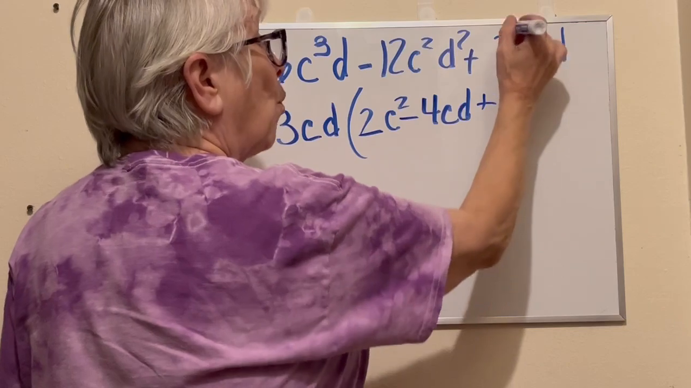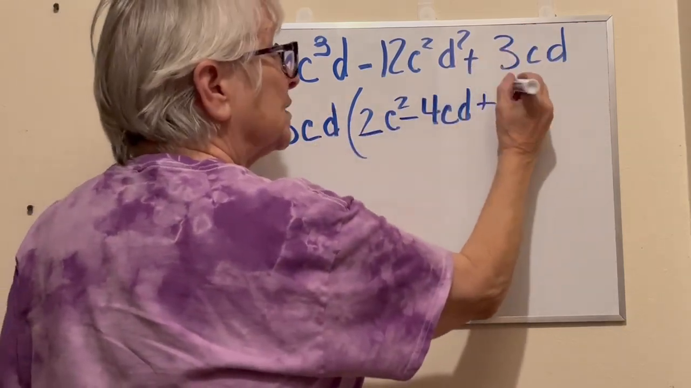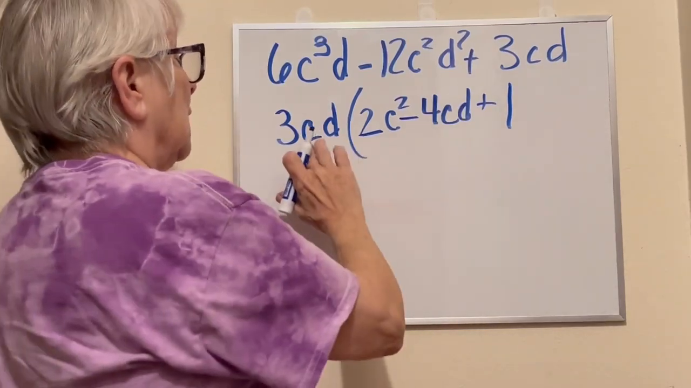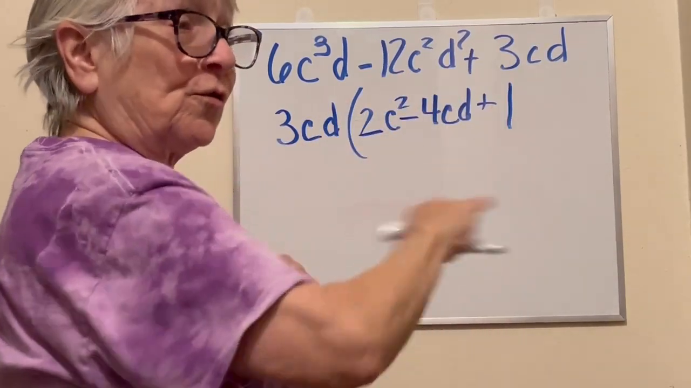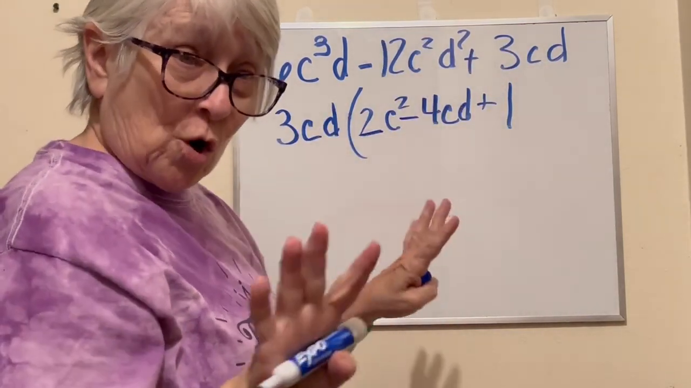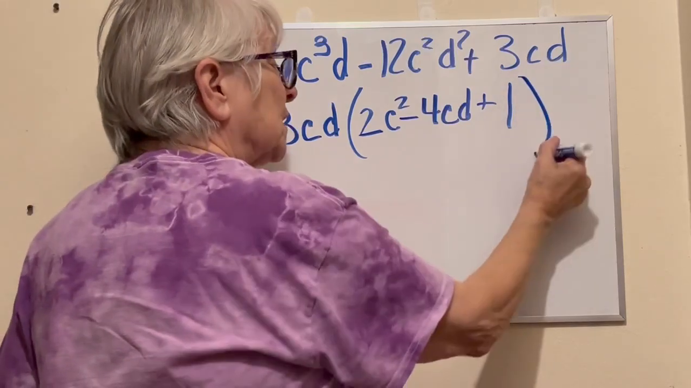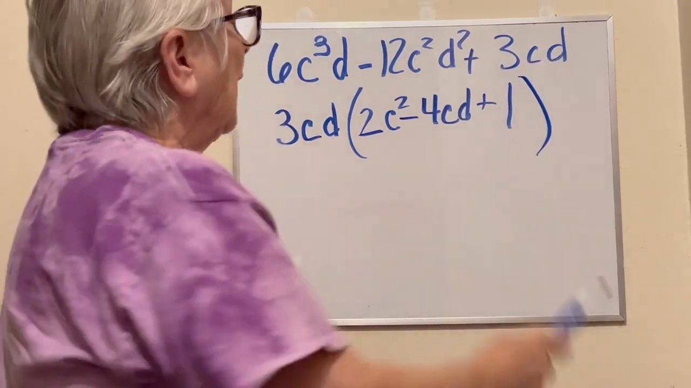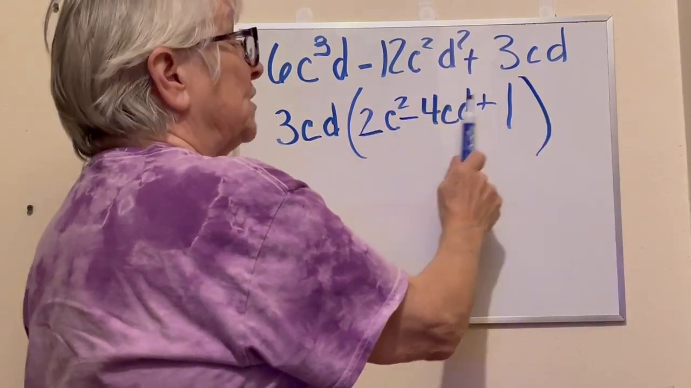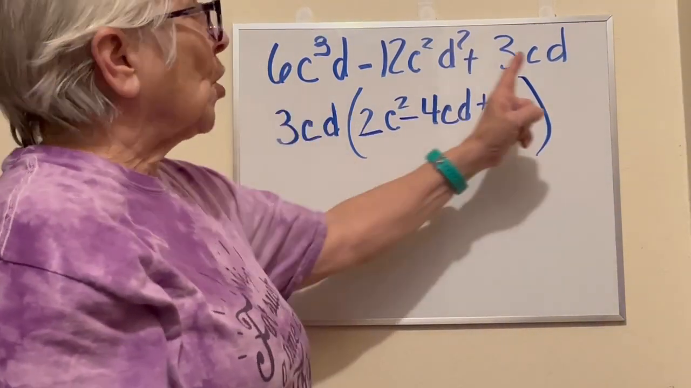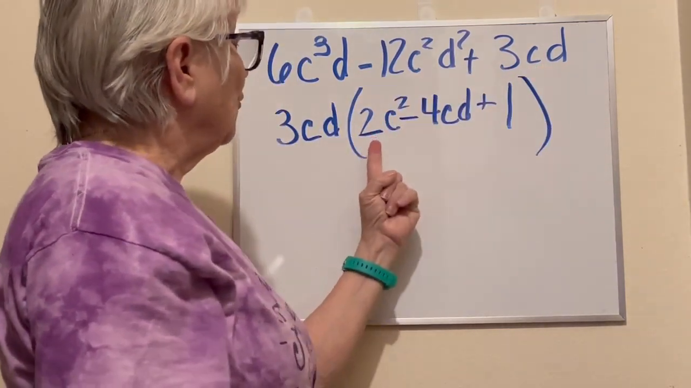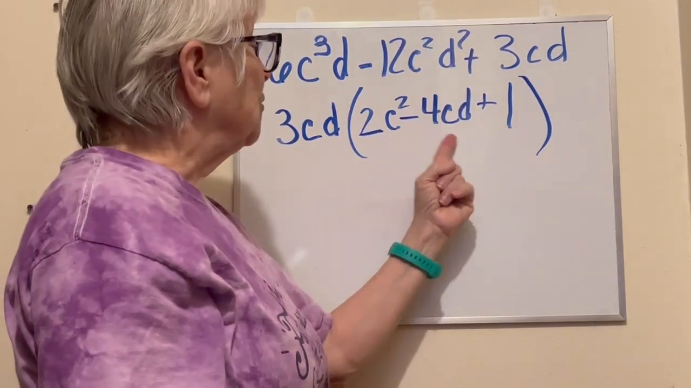And plus 1, I'm going to say 3 times 1 is 3, and write the 1, because the 1 is important. 1 minus 1 is 0, so no 3's, no C's. 1 minus 1 is 0, so there's no D's. But the 1 must stay there. Because if I start with 3 terms, my parentheses will have 3 terms. If your starting polynomial has 3 terms, 1, 2, 3, then your parentheses will have 1, 2, 3 terms.